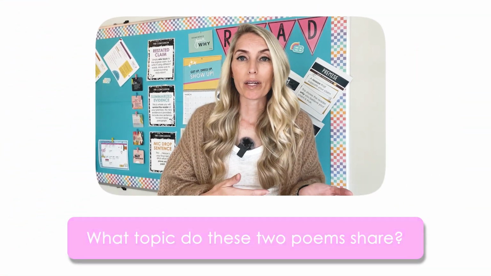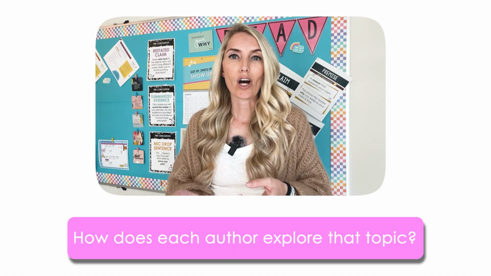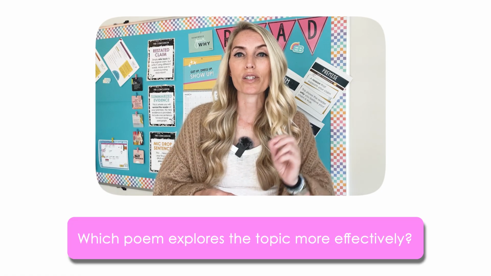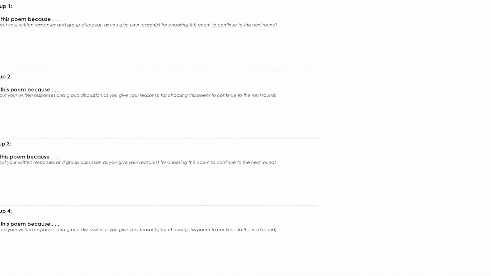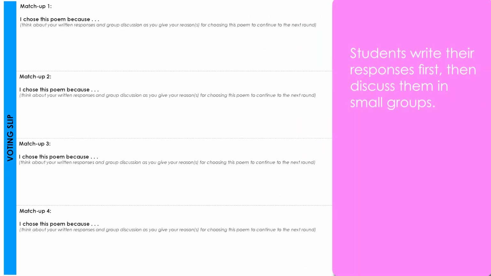So students are going to respond to questions like the following. What topic do these two poems share? How does each author explore that topic? And then which poem explores the topic more effectively? Students write their responses first, then they're going to discuss in small groups. After that discussion, students will then vote on which poem advances to round number two.